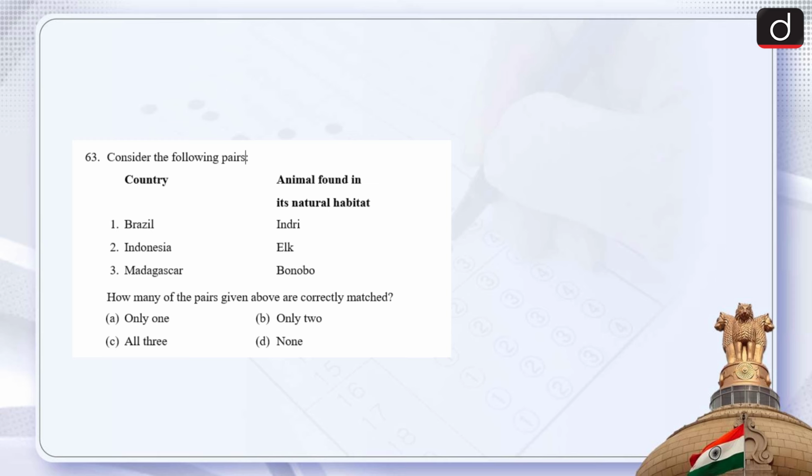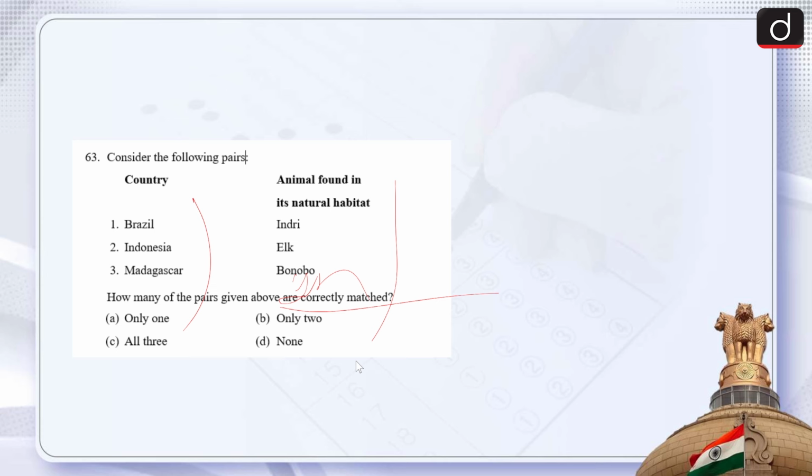The next one is about, consider the following pairs. What we have to do is first find out whether these pairs are correctly matched or not. You also have to read the instruction. Sometimes they ask for incorrect ones, sometimes they ask for correct ones, so you have to find out. And here they have not asked whether 1 is correct or 2 is correct; here they are asking randomly, only 1. So you have to find out whether only 1 or only 2 pairs are correct. Here this is the country and here they have given the animal found in its natural habitat. So your options are only 1, only 2, all 3, none.